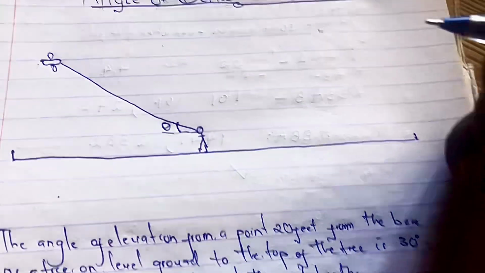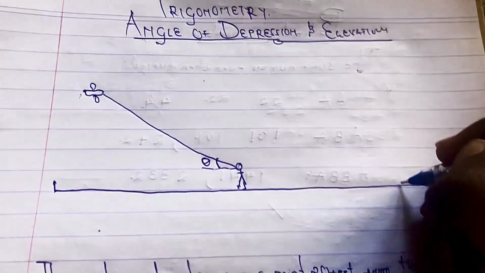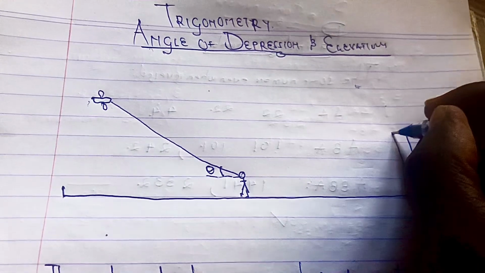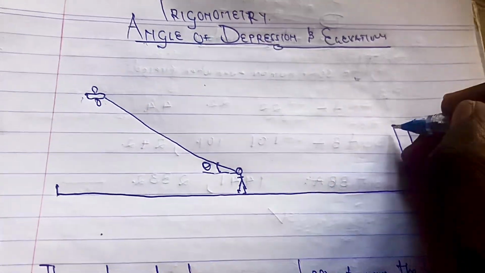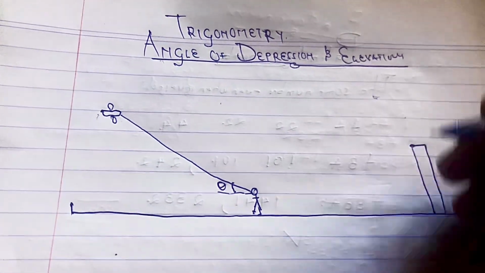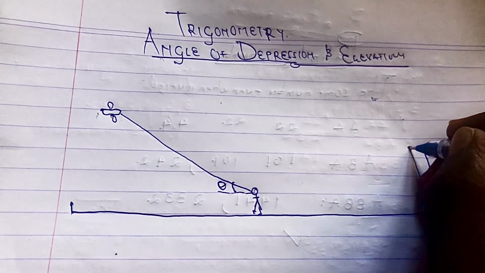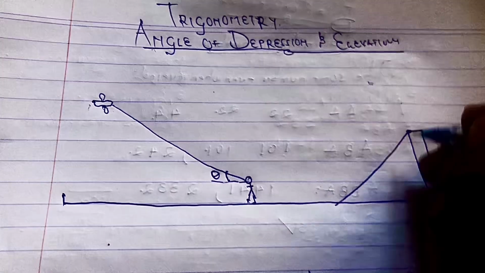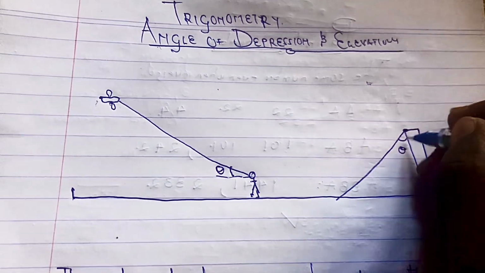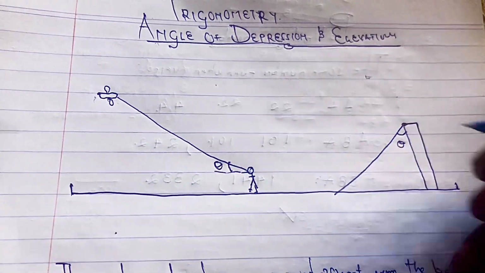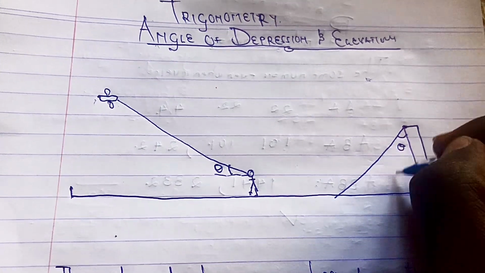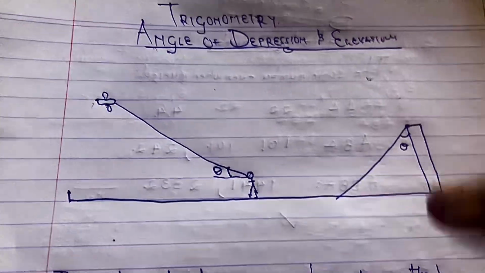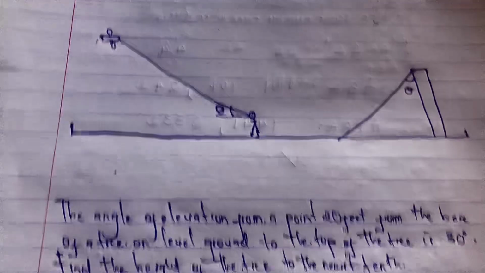While the angle of depression is actually the opposite. Assuming this is a tower, and I'm standing at this point here on this tower, the angle of depression will actually be this angle that I'm using to be able to look down. Are we together? This is the angle of depression. If I'm standing here or at this point, the angle that I use to look down is actually the angle of depression. So let's do an example and try to illustrate this.